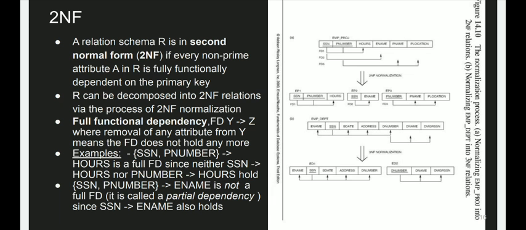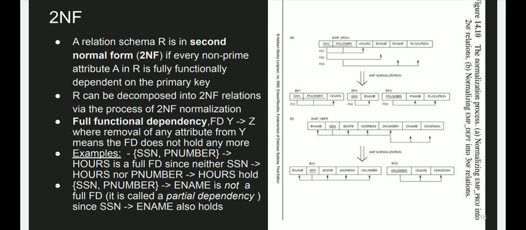Okay, now we will move on to second normal form. A relation schema R is said to be in second normal form if it is in first normal form, and every non-prime attribute A in R is fully functionally dependent on the prime key or the prime attribute. So we will take an example on the right hand side.